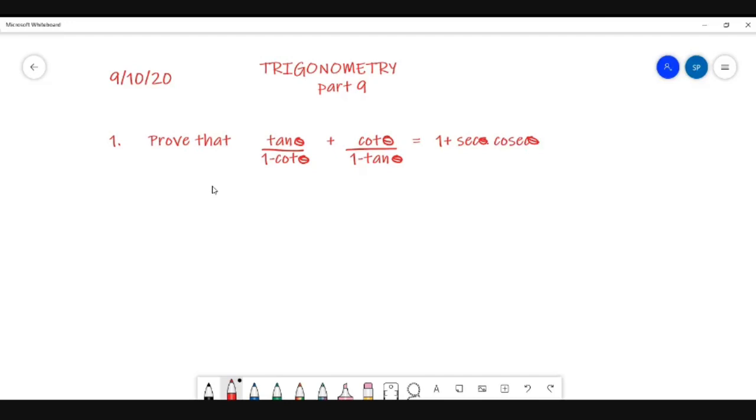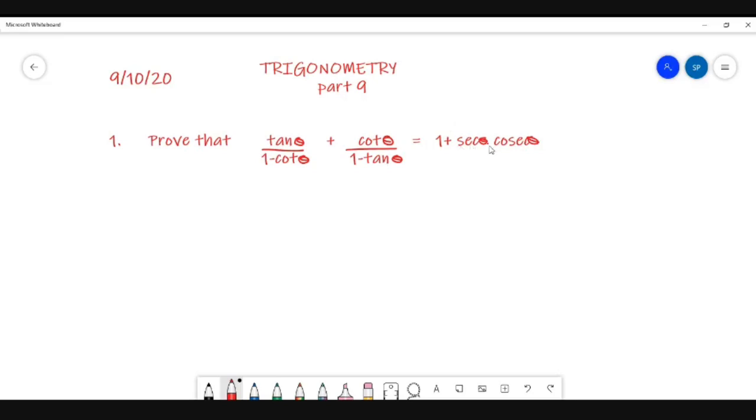Now let us prove some more questions using identities. The first question is: prove that tan theta by 1 minus cot theta plus cot theta by 1 minus tan theta equals 1 plus sec theta into cosec theta.